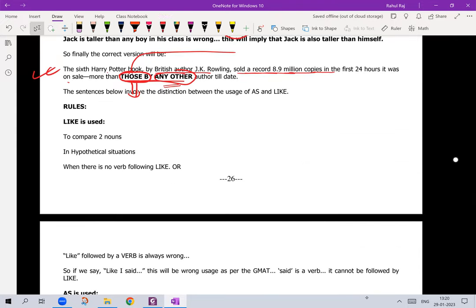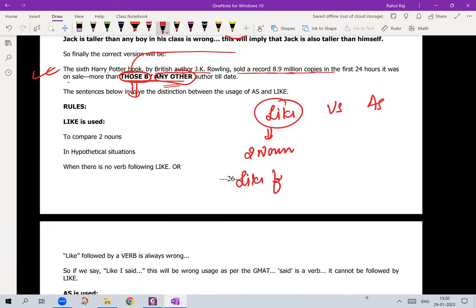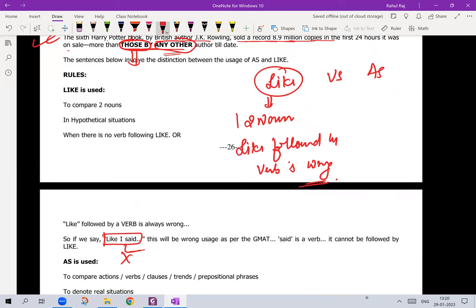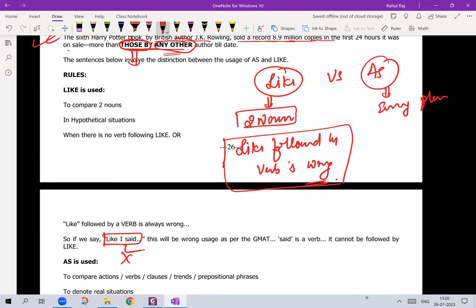Now, there are two operators of comparison, like and as. Like is used to compare two nouns. And like followed by a verb is always wrong. We keep saying statements like "like I said", we say it 100 times a day, but this is a wrong statement. Please understand. Like is used to compare two nouns. Like followed by a verb is always wrong. In every other place you can use as.